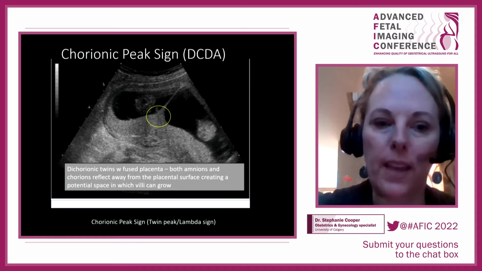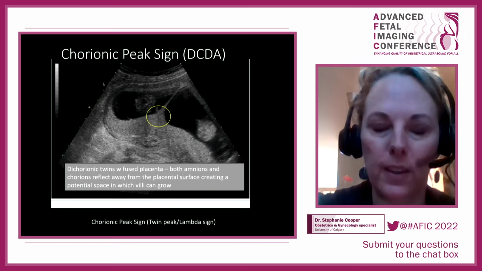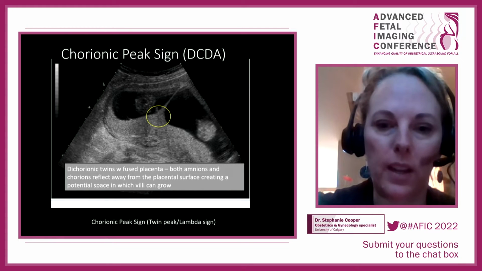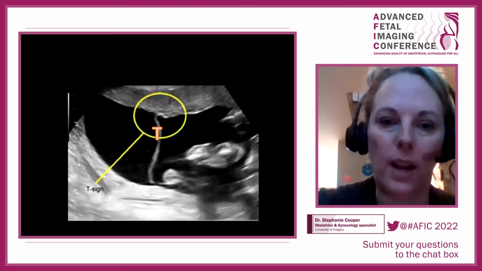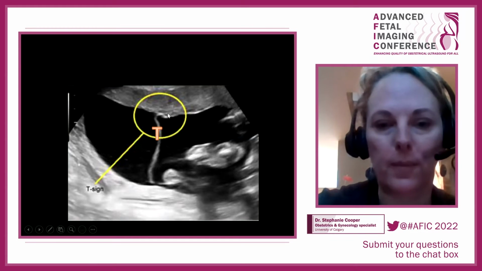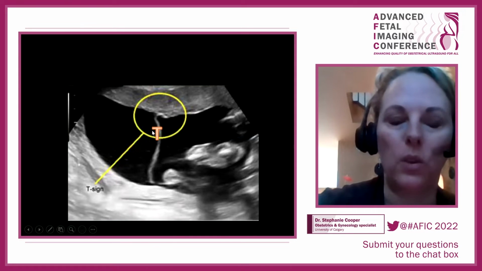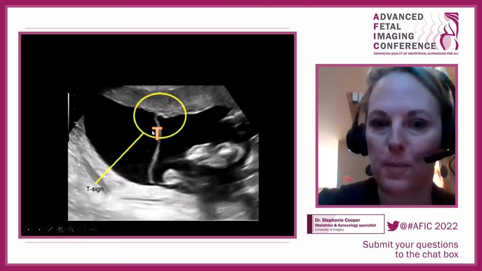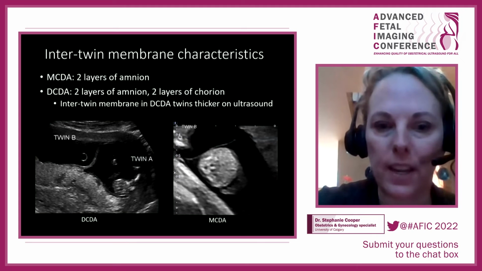And remember that really you have 4 layers here. You have 2 chorions and 2 amnions, and there's a space in between that allows the villi to grow, that potential space, so you get that sort of wedged appearance. Unlike the monochorionic twins, where you just have the 2 amnions fused together, so that you get that T sign. There's the T, the horizontal line and the vertical line, and that has to be assessed at the placenta surface.